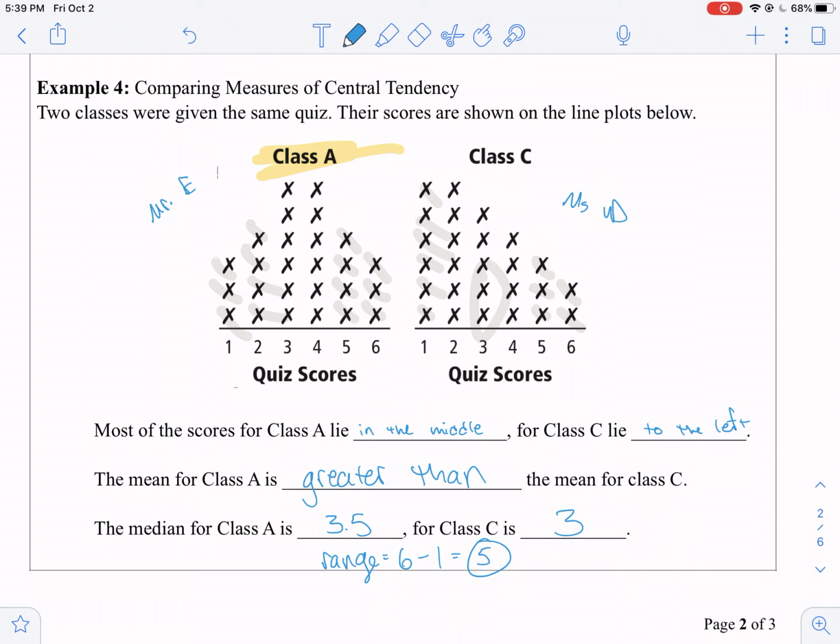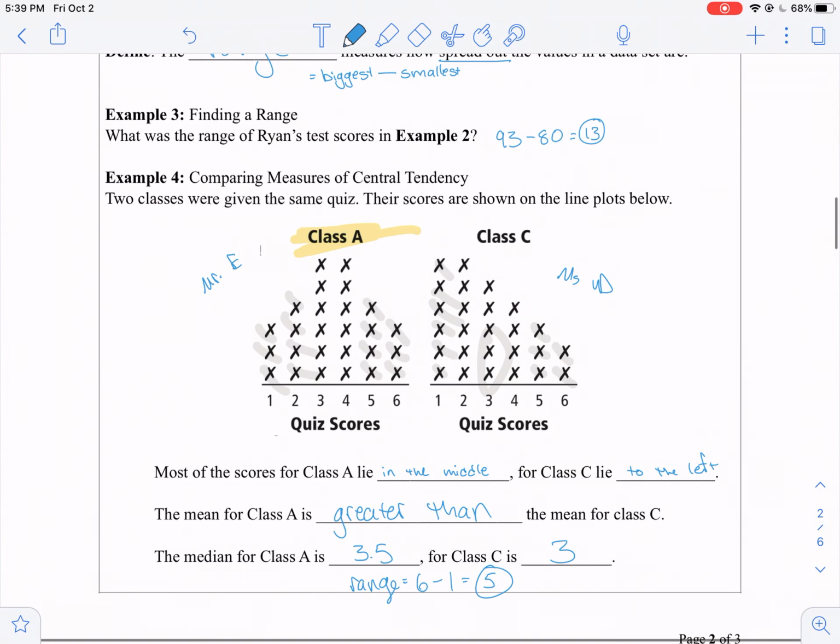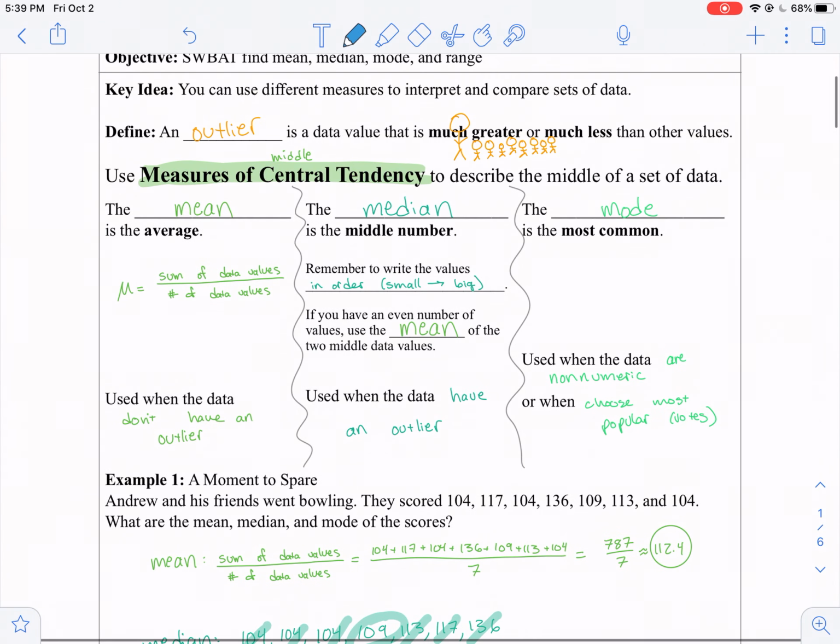So there you have it. We can get some summaries of data by looking at their range, their mean, their median, and their mode.